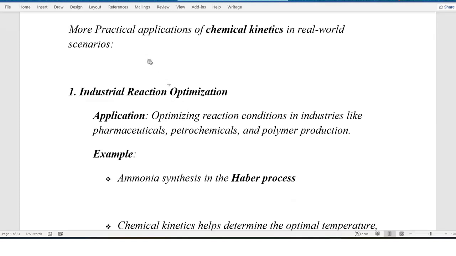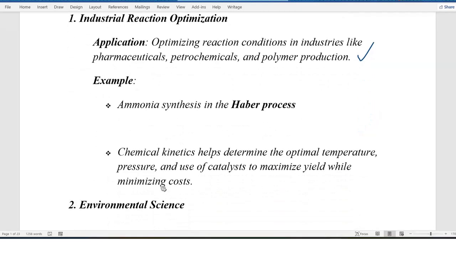So let's look at the practical applications of chemical kinetics in the real world. As we have earlier said, chemical kinetics is applied at an industrial level. Industrial reaction optimization is one practical application, where we are optimizing the reaction conditions in industries like pharmaceuticals, petrochemicals, and polymer production. An example could be the ammonia synthesis in the Haber process.